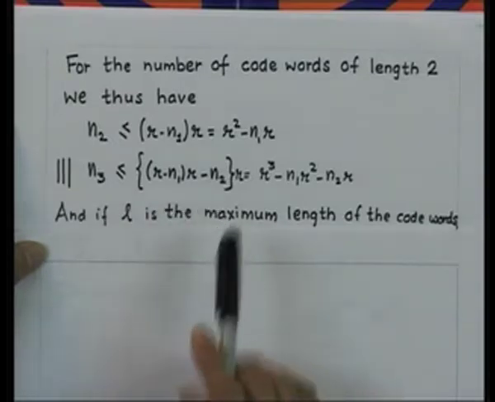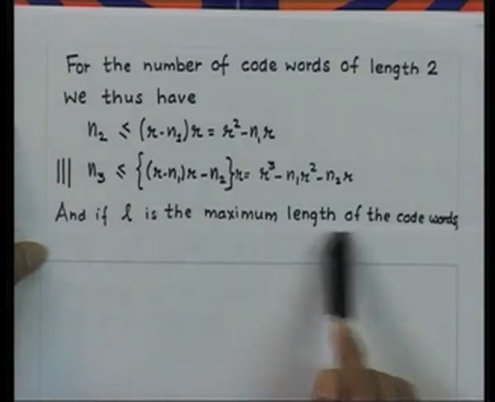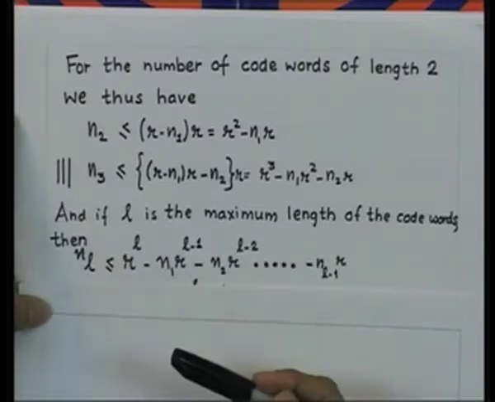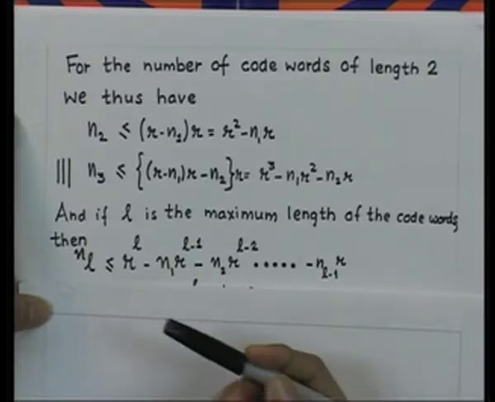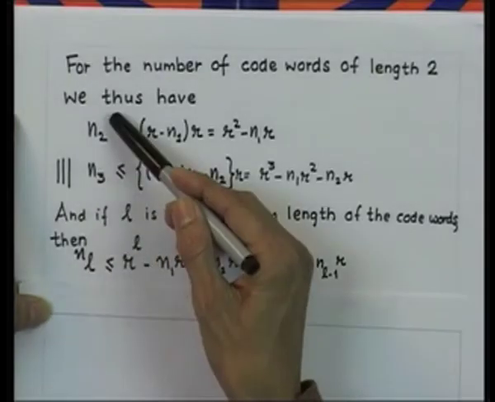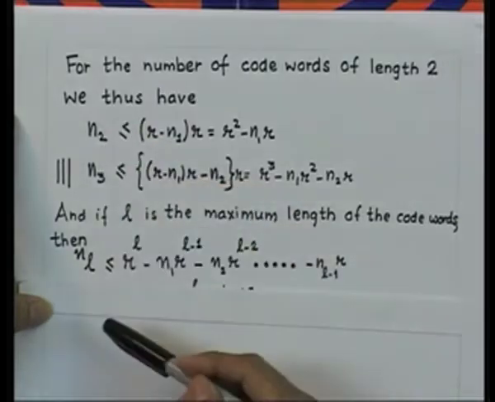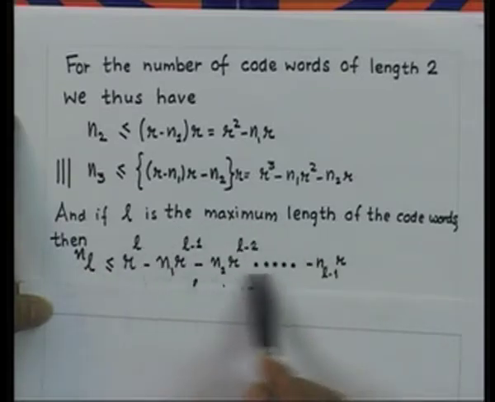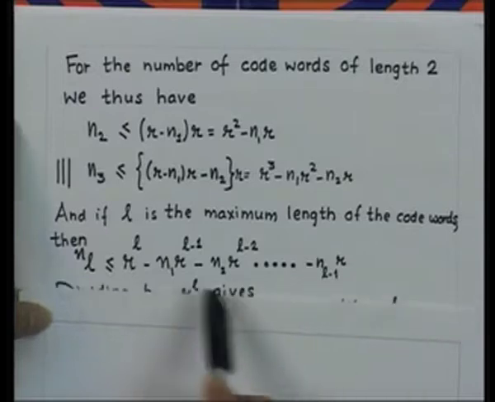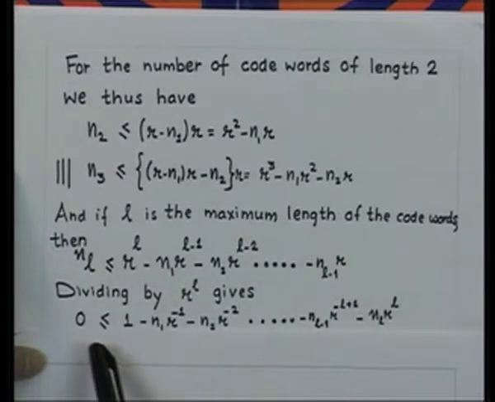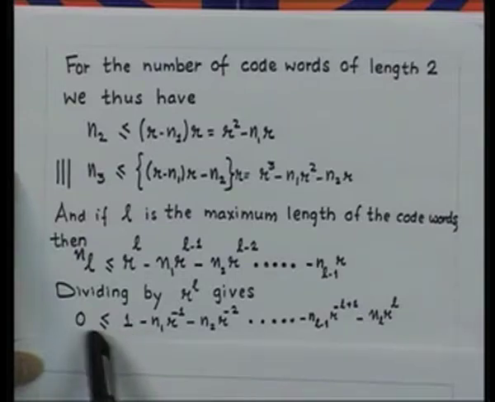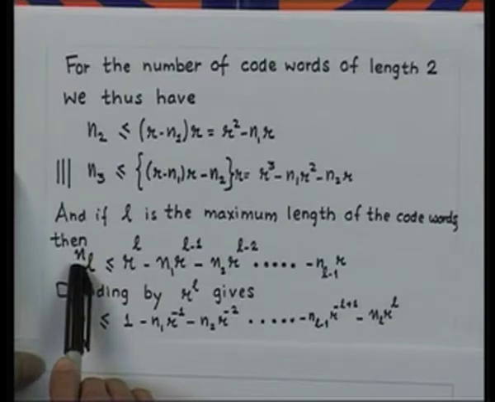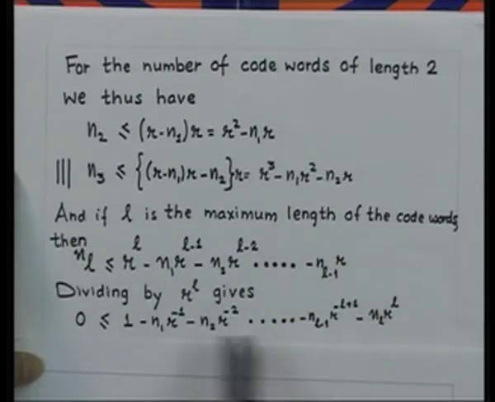Now, if we assume that L is the maximum length of the code words, and nL is the number of code words which we have of this maximum length L, based on the derivation which we had done earlier, we can show that nL is less than this expression on the right hand side here. Now, if you take this expression and divide by r^L, we get this expression. After dividing by r^L on the right hand side, we get this quantity.